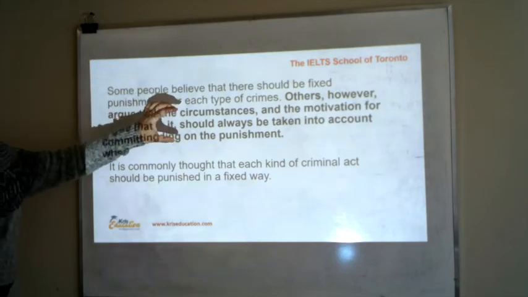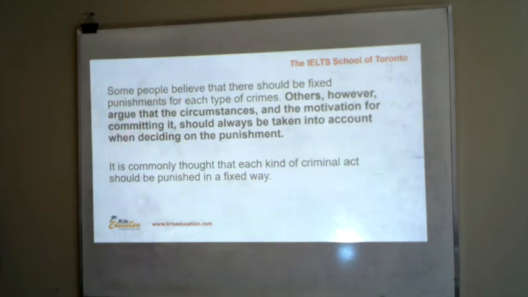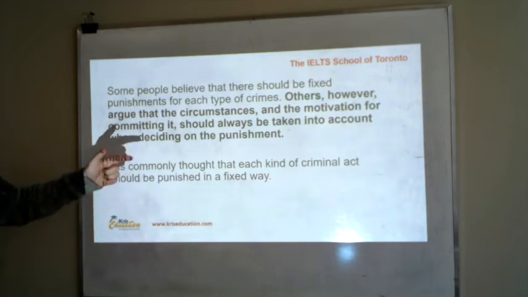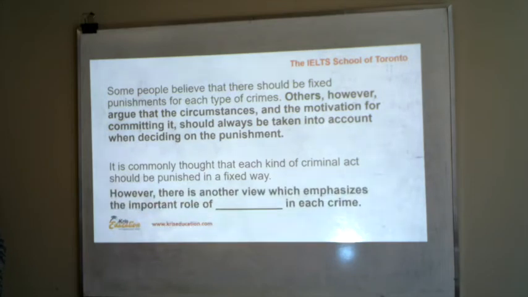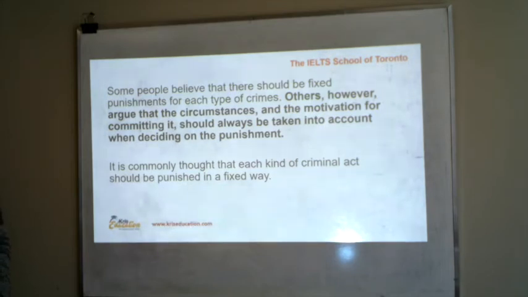We need to paraphrase the second sentence of the introduction. I'll give you a very brief moment to read the second sentence. Which are the most important words here? They are circumstances and motivation.